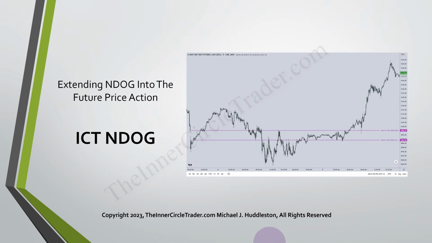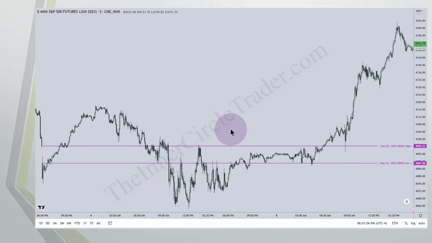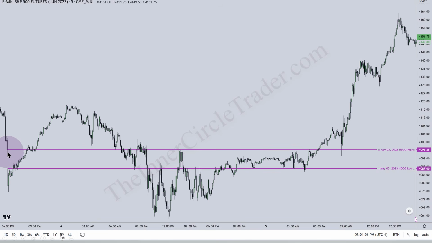Now we're going to extend the new day opening gap into future price action. Okay, here's that same gap. I just put more data on it. This is from Wednesday's 6 p.m., my local time in New York. That gap that's created a new day opening gap, I've extended it through the 4th and non-farm payroll Friday. I want you to pay careful attention to seeing how price is respecting that new day opening gap.